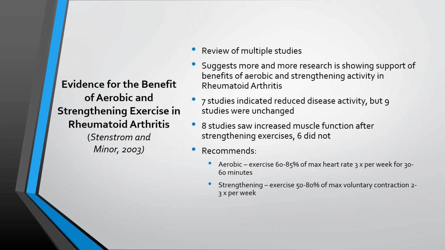They ended up recommending that you do a mixture of aerobic and strengthening exercises. So aerobic, you would do about 60 to 85% of your maximal heart rate about 3 times a week for 30 to 60 minutes. And strengthening exercises, you would do about 50 to 80% of your maximum voluntary contraction about 2 to 3 times per week.